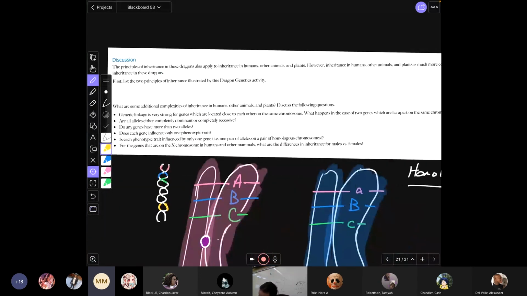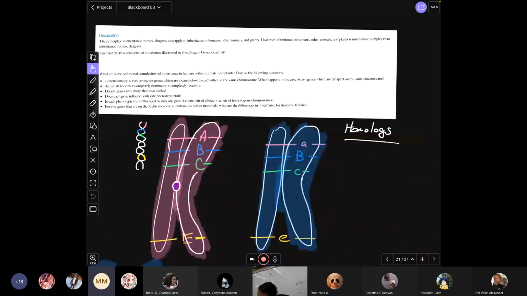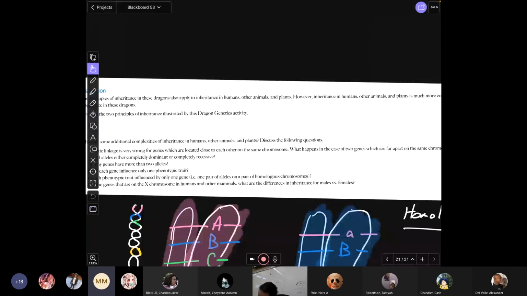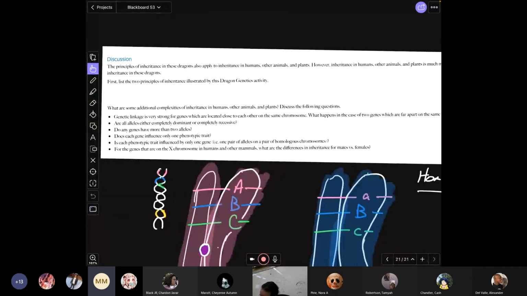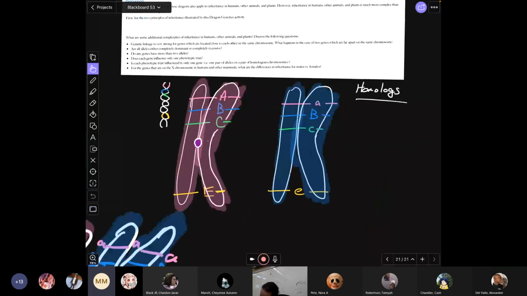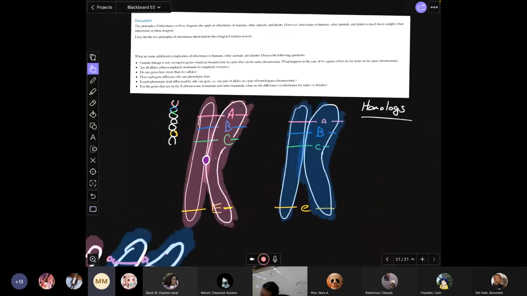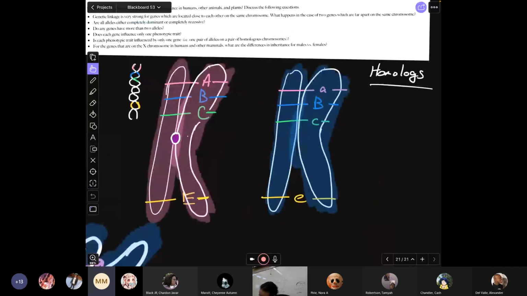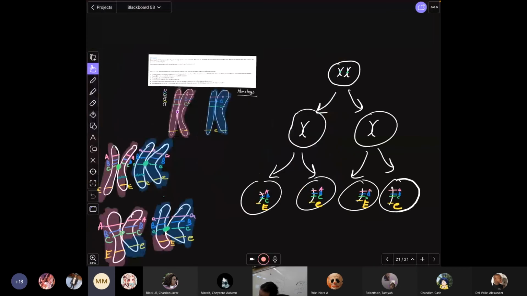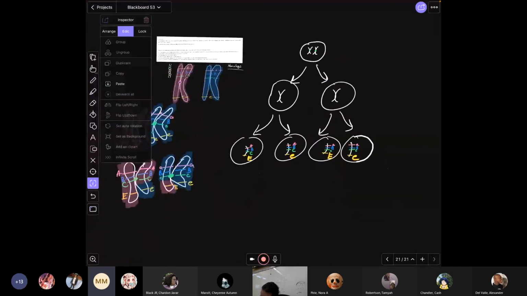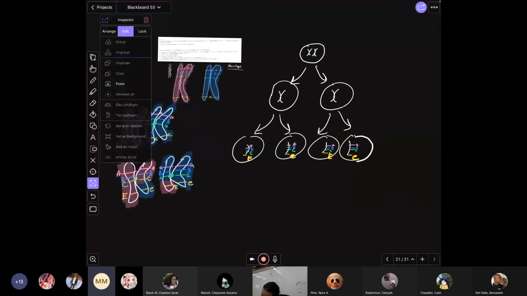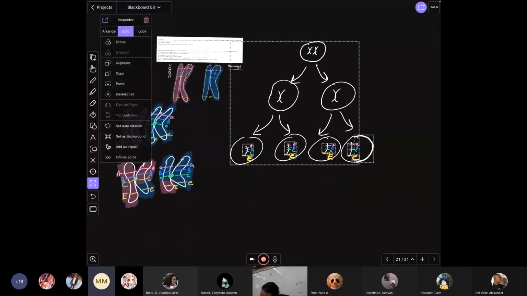So when we're looking at what allows genes on the same chromosome not to be linked, we're talking about crossing over. Now the next question: are all alleles completely dominant or completely recessive? That's going to take some thought as well. And let me see if I can just select this. Let me ungroup it, and copy it and move another one.